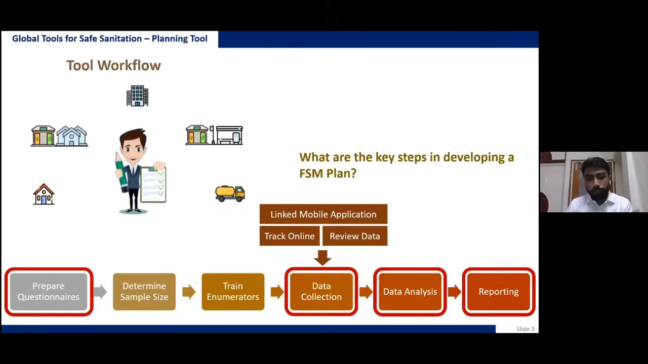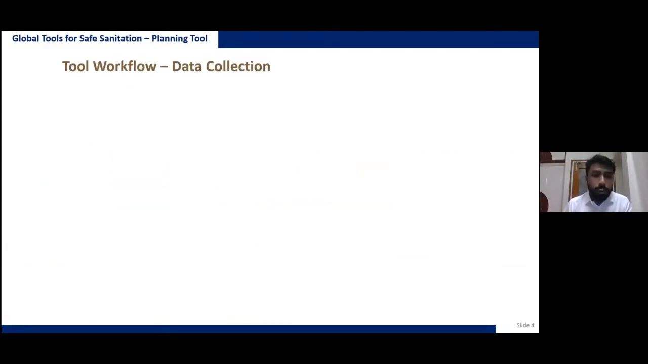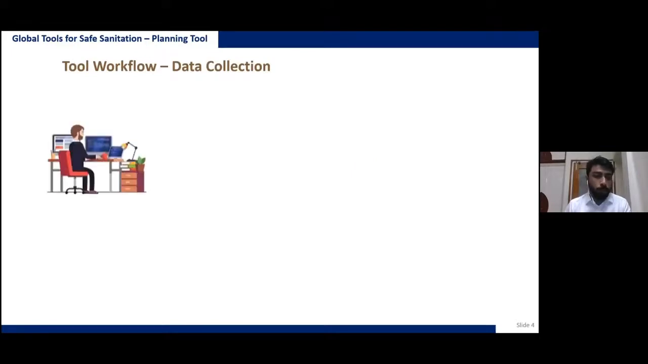You'll be able to also review the data, so that you do a quality check as and when enumerators are on the field collecting data. If there is any discrepancy, suppose there is a volume of septic tank coming as 50 cubic meters or 70 cubic meters, and you know that is not possible, you can always review the data and recheck with the enumerators, and then analyze, and reporting is automatically done.